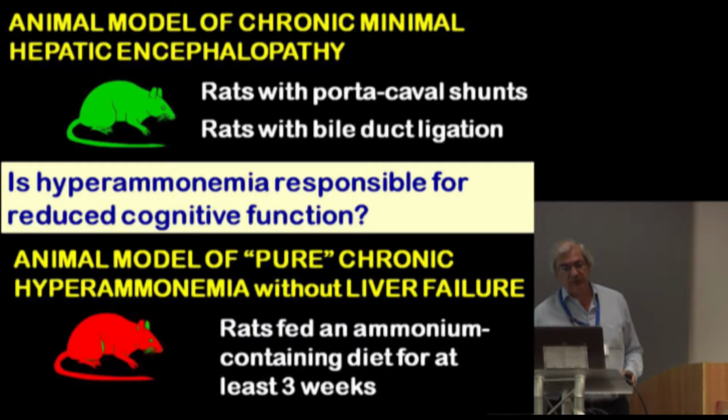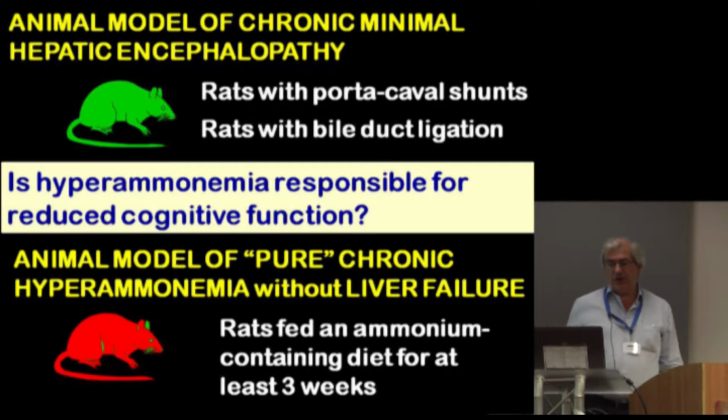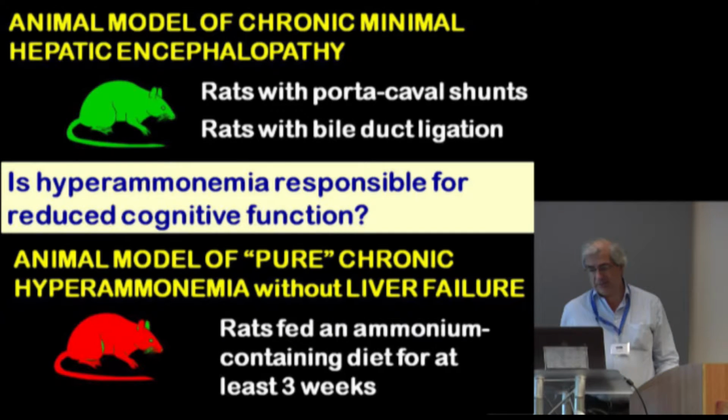For our studies on the mechanisms, we are using animal models of minimal hepatic encephalopathy, mainly rats with portacaval shunt. And to assess the role of hyperammonemia, we are using a model of chronic hyperammonemia without liver failure that we get by feeding rats an ammonium-containing diet.